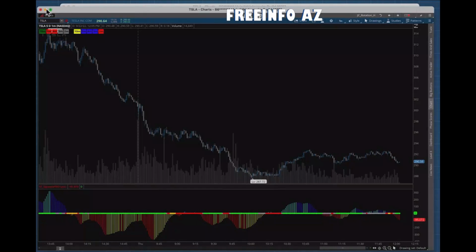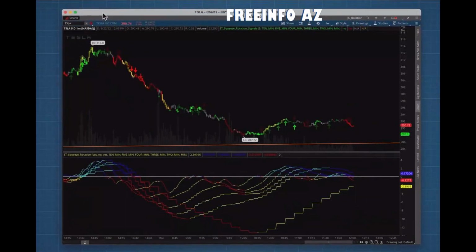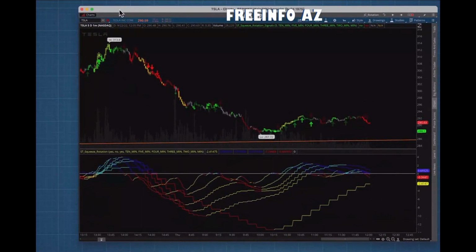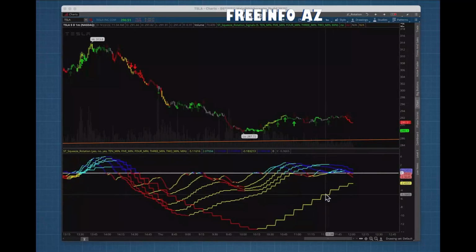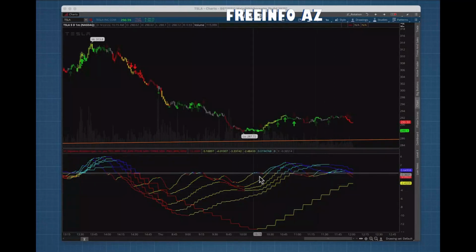So let me put this chart away. So now we're looking at the rotation tools, and this is the squeeze rotation tool. And so now what I've done is the same chart of Tesla again, but now I can see the squeeze histogram on this tool across the base chart time frame and then 5 other time frames. Or I could just choose 6 other time frames I want, but this is the way we've set it up by default.